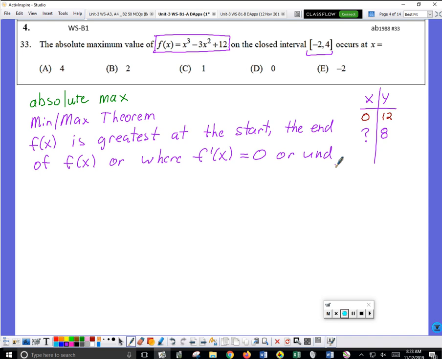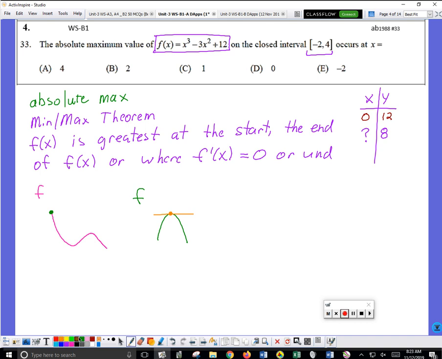The reason for this, if you understand it, makes memorizing this a lot easier. The reason is f could look like this, in which case the highest point on f would be right here, the beginning of f. But f could also look like this, in which case the highest point on f would be this spot right here, where the slope of f is 0.